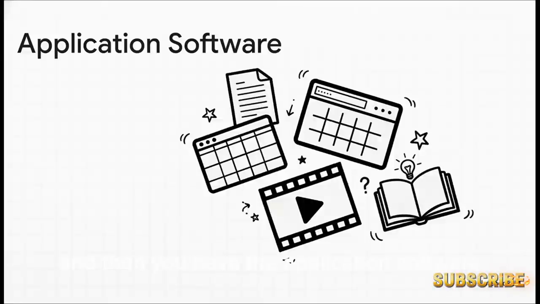And then you have the application software. Now these are the tools. This is the stuff you actually care about day to day. We're talking about the programs you choose to open to do something specific. You want to write a paper? You open a word processor. You want to browse the web, watch a video? You open a browser or a media player. These are the tools for your job, for your hobbies, for everything you actually do with your computer.